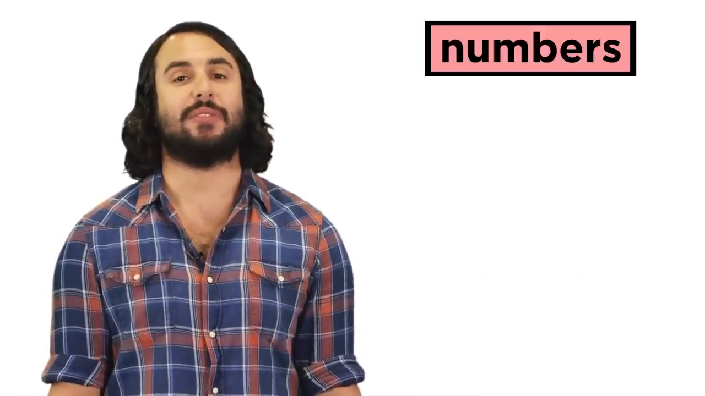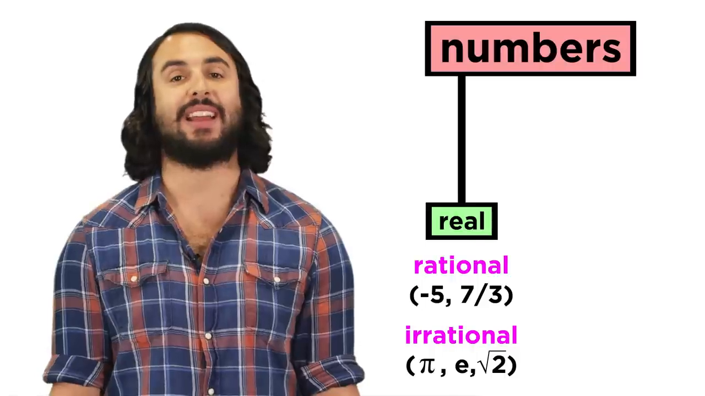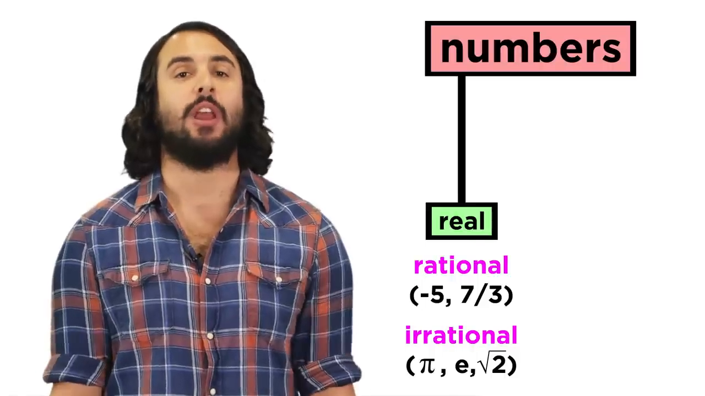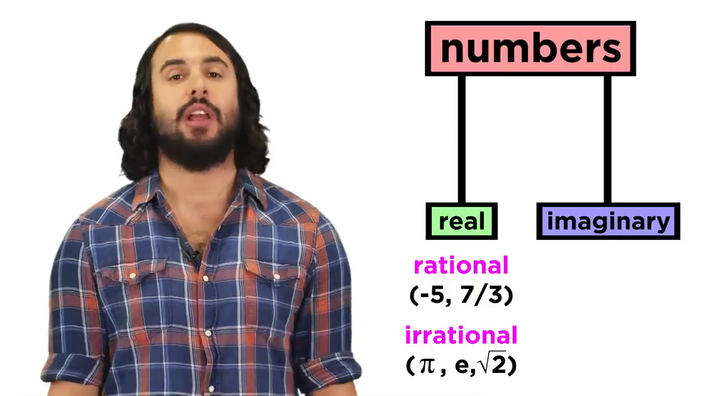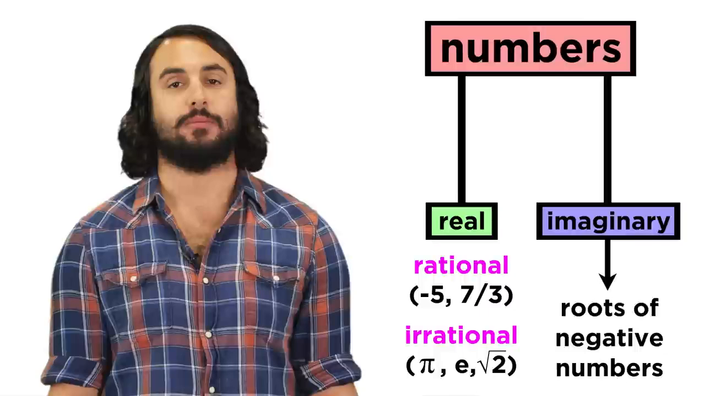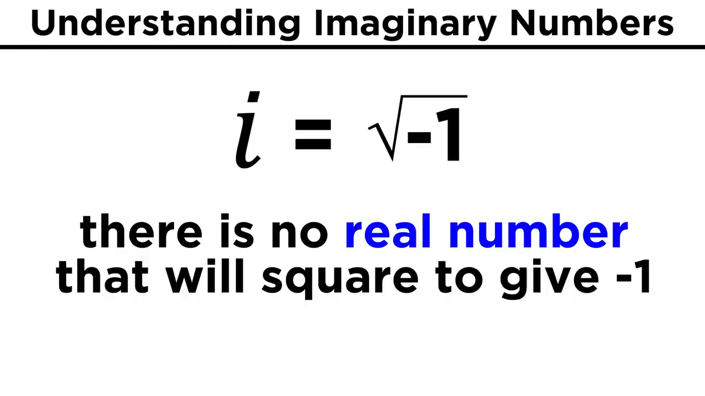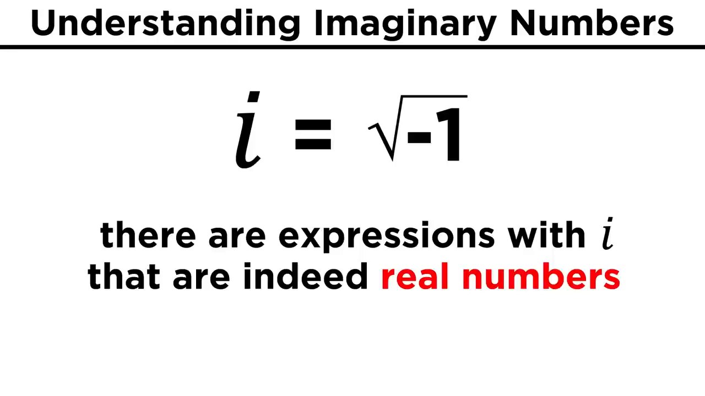When we were discussing the types of numbers, we said that there are real numbers, which are all the rational and irrational numbers, like -5, or pi, or 7/3. But there are also imaginary numbers. These are the ones we get when we try to take the square root of a negative number. The simplest imaginary number is i, in lowercase italics, and it is equal to the square root of -1. We need this number because there is no real number that when squared gives -1, and that's why i is imaginary. But sometimes we can manipulate i to get real numbers.